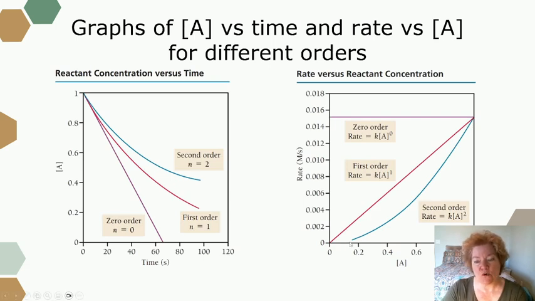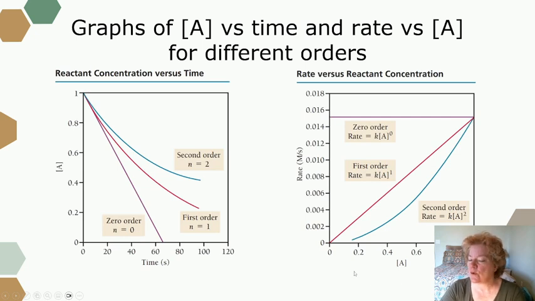And then if it's second order, I get something like an x squared plot. I get kind of parabolic, half of a parabola. And that makes sense because it's a concentration squared. So as the concentration increases, the rate increases more and more quickly. So it doesn't increase at a constant rate, it increases at a squared rate.